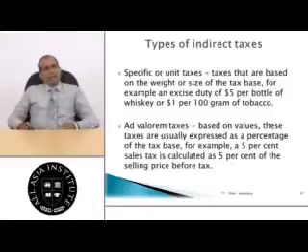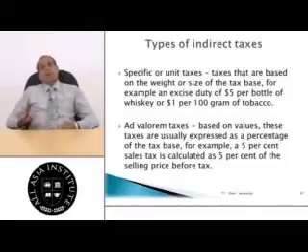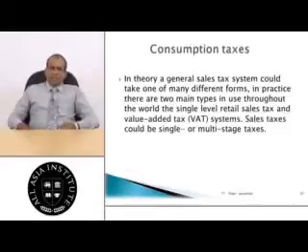Then you can have something called ad valorem tax. This is where the tax is calculated as a percentage of the sales value. For example, a 5% sales tax will be an ad valorem tax. So a tax which is 5% of the selling price. Then the main consumption tax will be the value added tax.